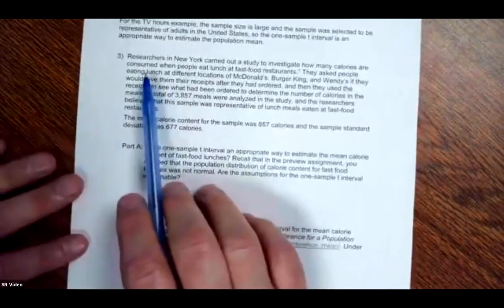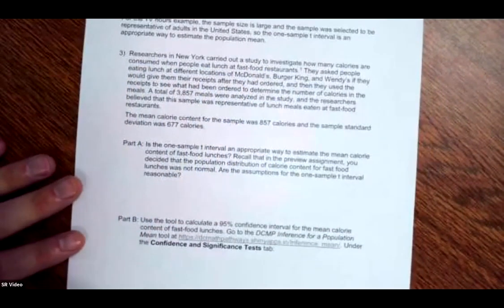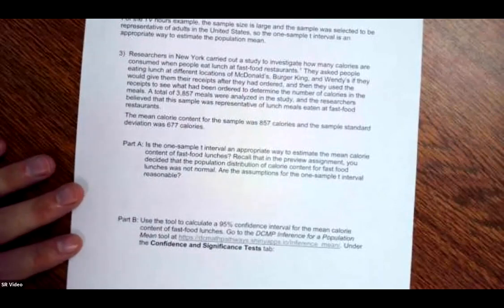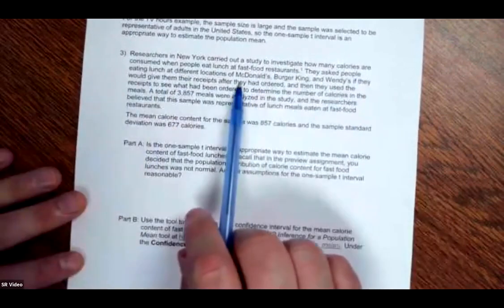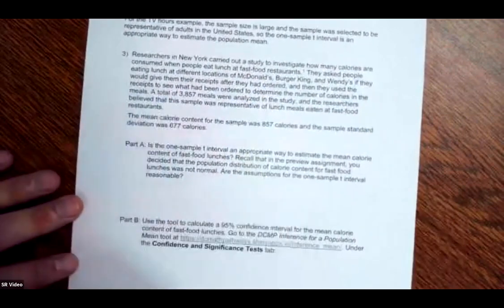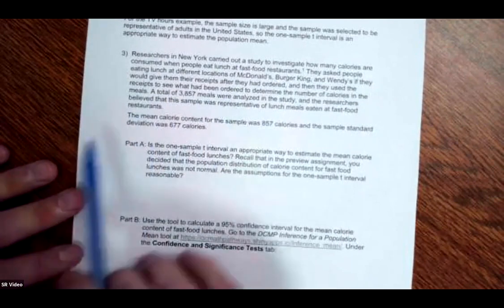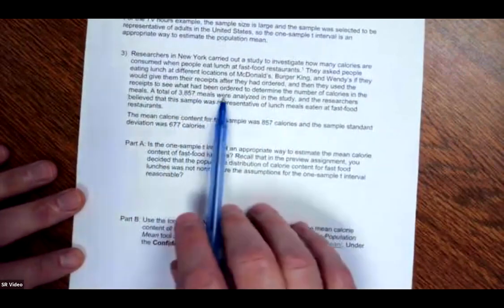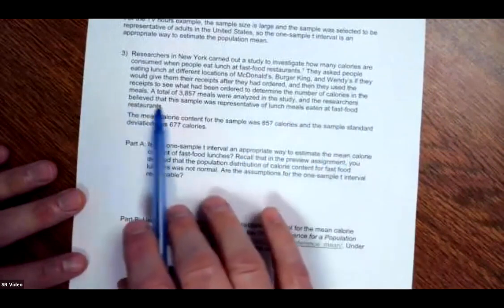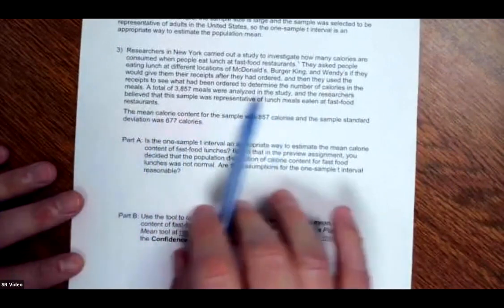So now let's go on to another example. Researchers in New York carried out a study to investigate how many calories are consumed when people eat lunch at fast food restaurants. They asked people eating lunch at different locations of McDonald's, Burger King, and Wendy's if they would give them the receipts after they had ordered, and they used the receipts to see what had been ordered to determine the number of calories in the meal. A total of 3,857 meals, which is way more than 30, were analyzed in the study. And the researchers believe that this sample was representative of lunch meals eaten at fast food restaurants. So there's your other condition.